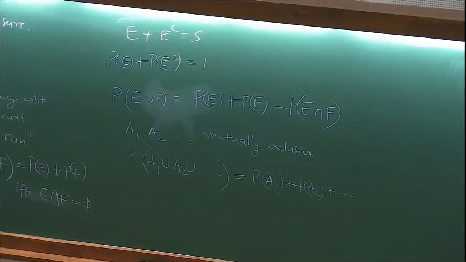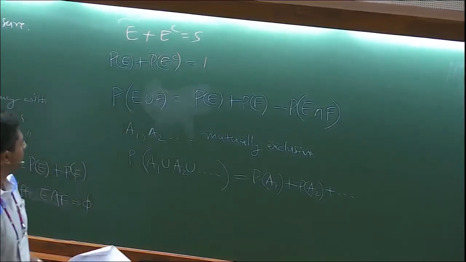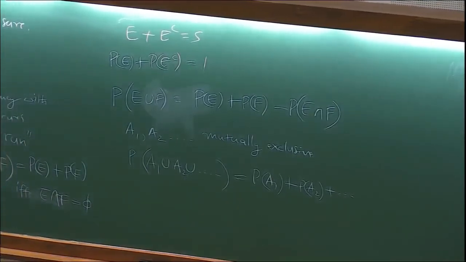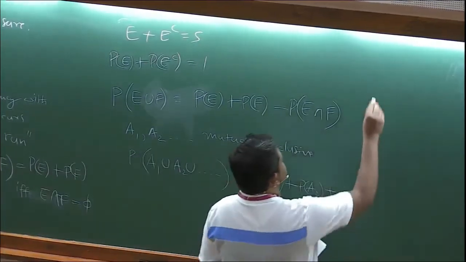And the practical way of computing these probabilities is usually by doing permutations and combinations. So people are familiar with how to compute permutations and n-choose-r, so I'll skip that part. Let's go into some other aspects.